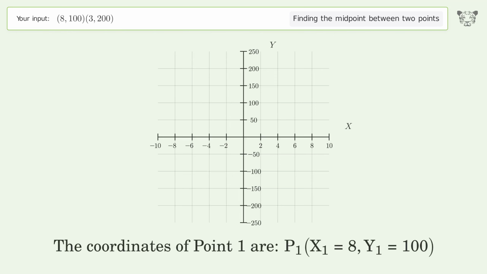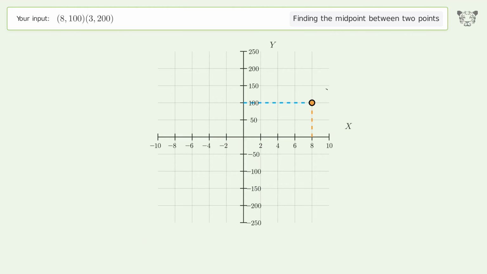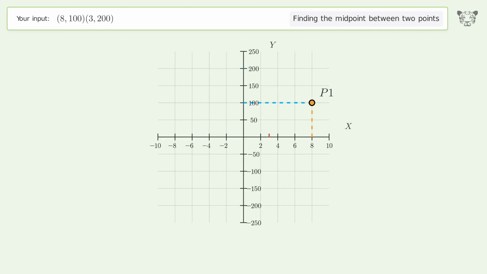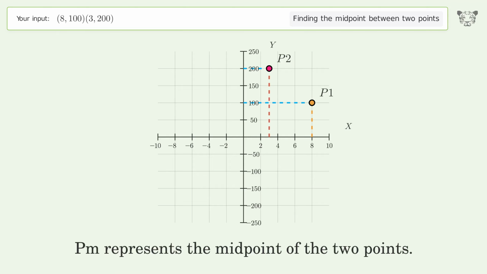The coordinates of point 1 are, x1 equals 8, y1 equals 100. The coordinates of point 2 are, x2 equals 3, y2 equals 200. PM represents the midpoint of the 2 points.